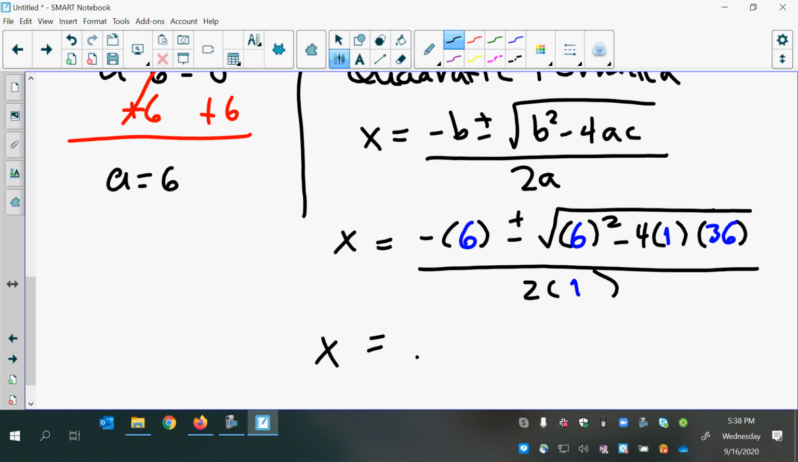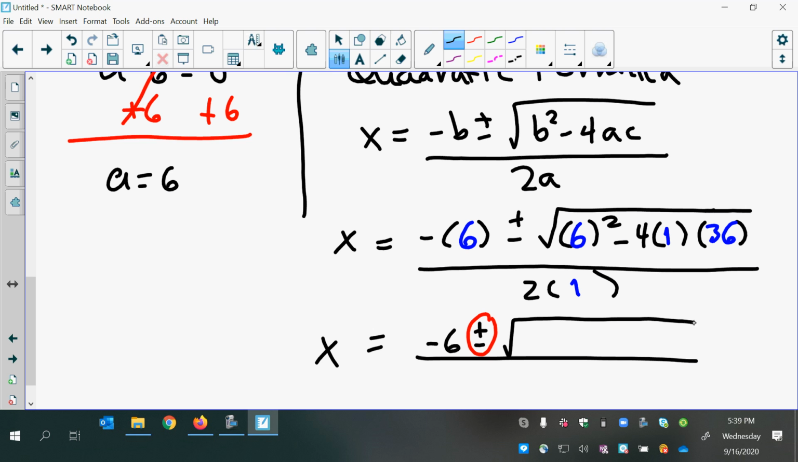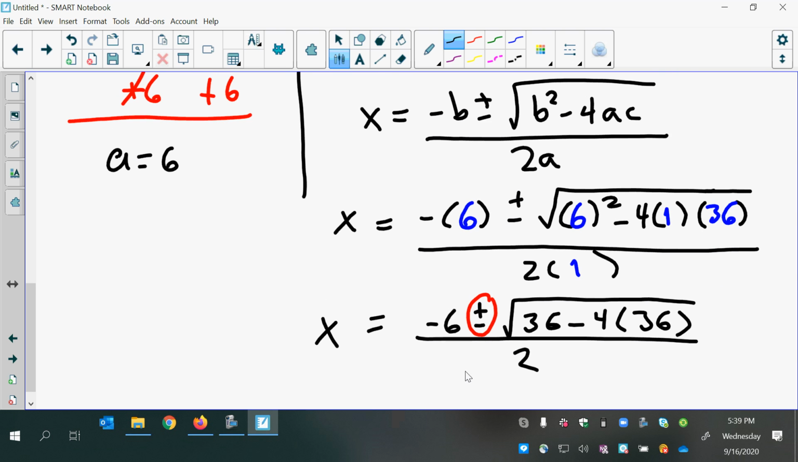So x, just keep on simplifying. We have negative 6 plus or minus, and notice that the plus and minus is going to give us 2 separate answers from this one formula after we get to a certain step in the simplifying process. 4 times 36 there, and 2 in the bottom. And what is 4 times 36? 4 times 30 is 120, 4 times 6 is 24, so you can do it in your calculator as well. You should get 144, which is negative 144.